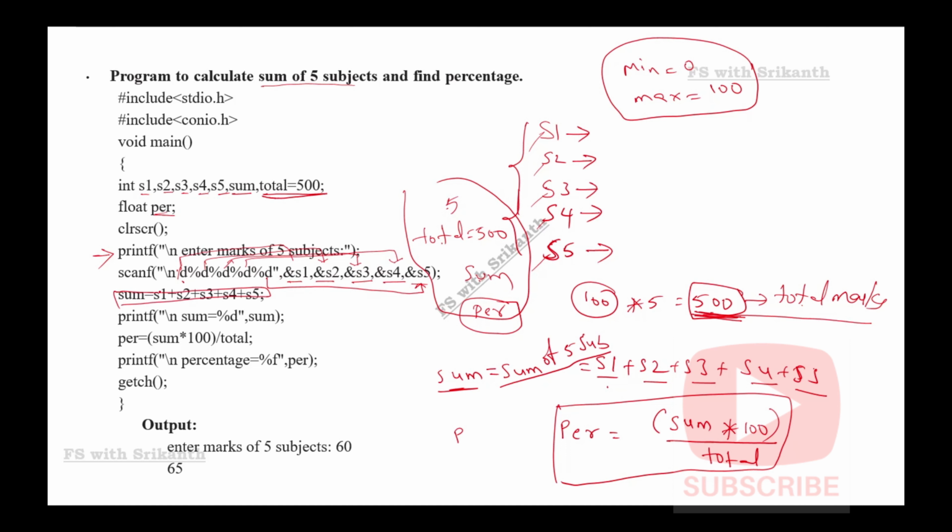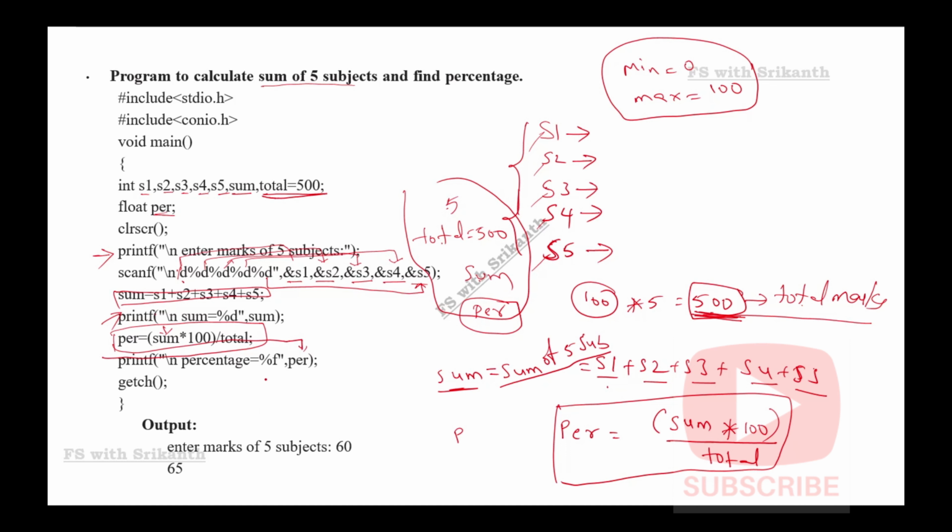We can perform the next action: sum equals S1 plus S2 plus S3 plus S4 plus S5. After getting the sum of the total marks, we are printing the sum value in the next statement. After printing the sum value, again we perform the percentage formula: sum into 100 divided by total. We are getting percentage and again we can print it here.